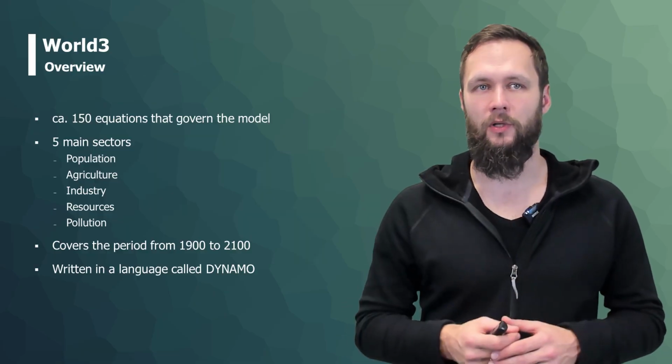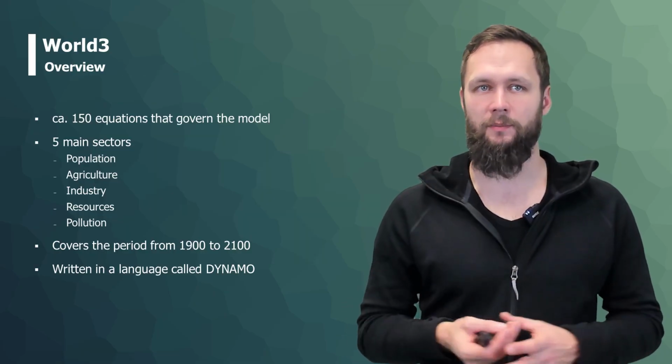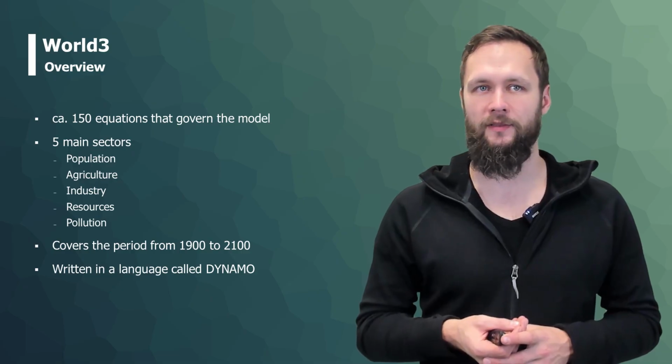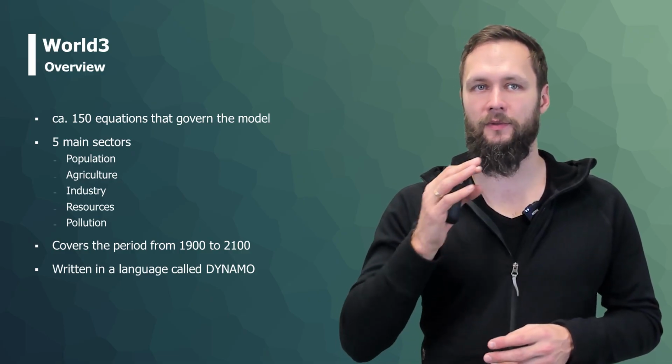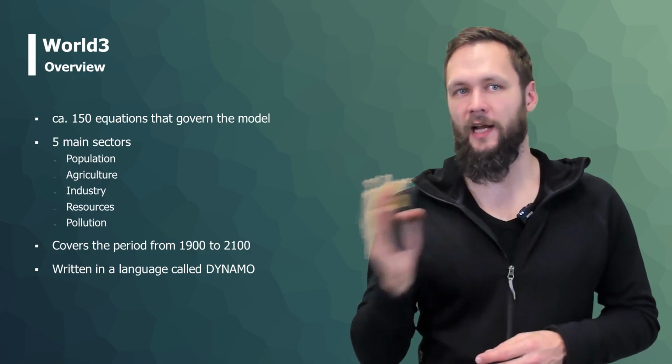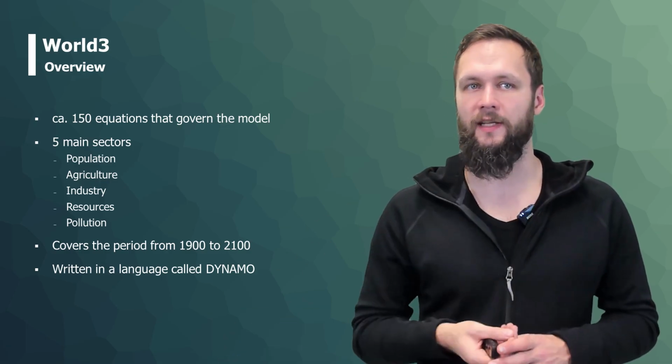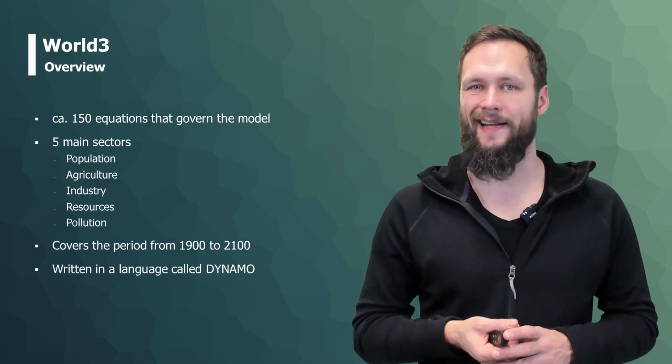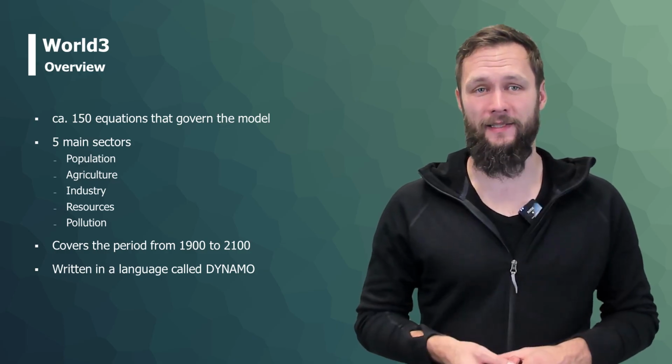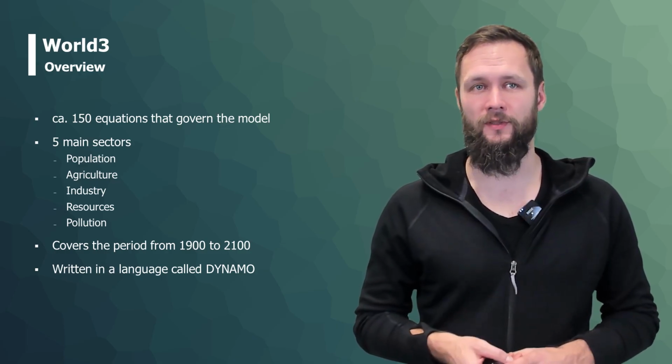Those model components are more or less governed by roughly 150 equations, and they cover the time from 1900 to 2100, as we already called, and they are written in a language called Dynamo. So now let's have a look at these 5 model components in a little bit more detail.